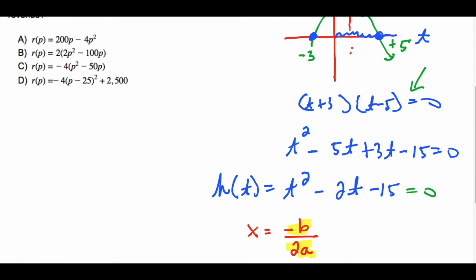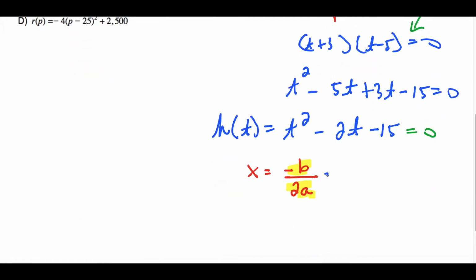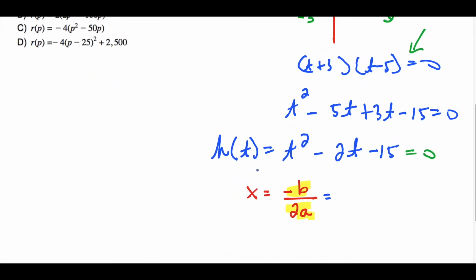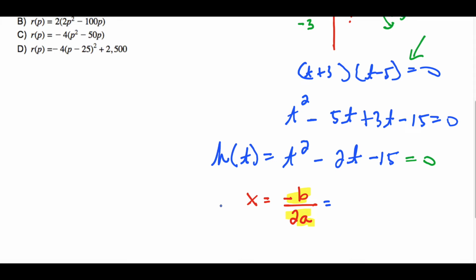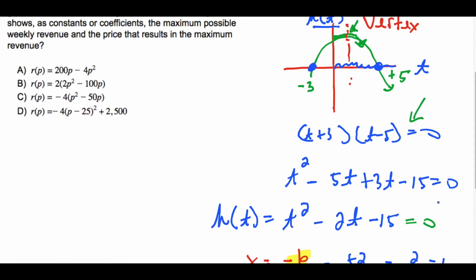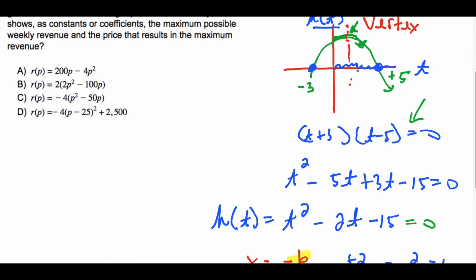All right, so right here, what's negative b? 2. Right, because that's negative 2, so negative b is positive 2. All right, over 2 times 1. 1. Okay, so it's 2 over 2, which equals 1. Okay, that means I'm making a good problem so far. That means that this value right here is 1.